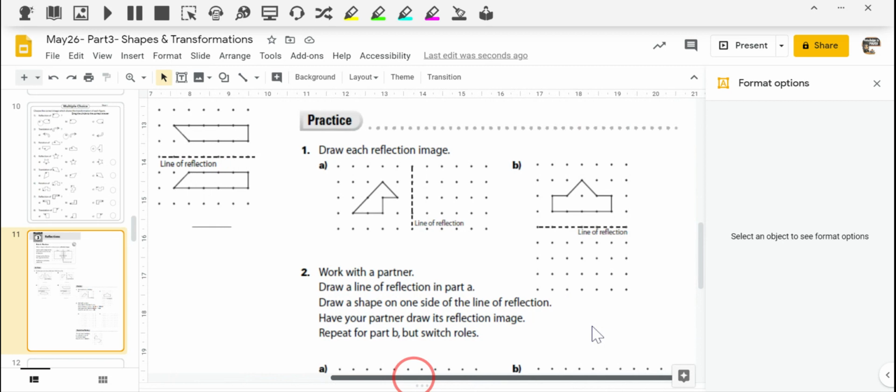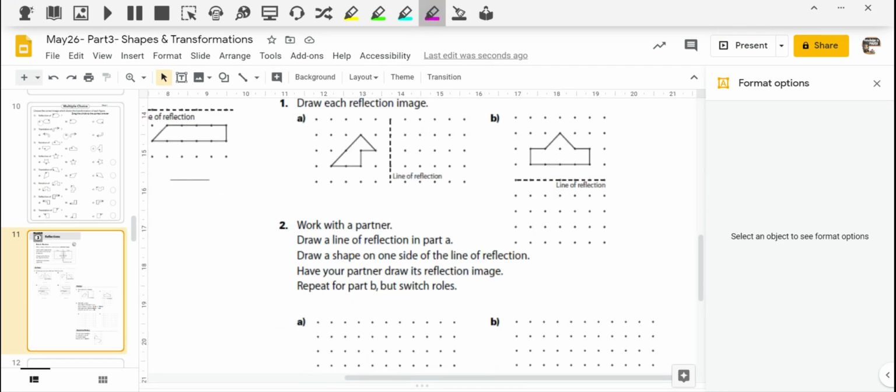And then down here, draw each image reflection. So you're gonna try to reflect this to this. The best way to do this is actually if you do this on a blank sheet of paper and you cut it out and then you reflect it. So make a line and then reflect it and it will give you an idea of how it's gonna look. Or for this one here, why don't I do one of these for you?